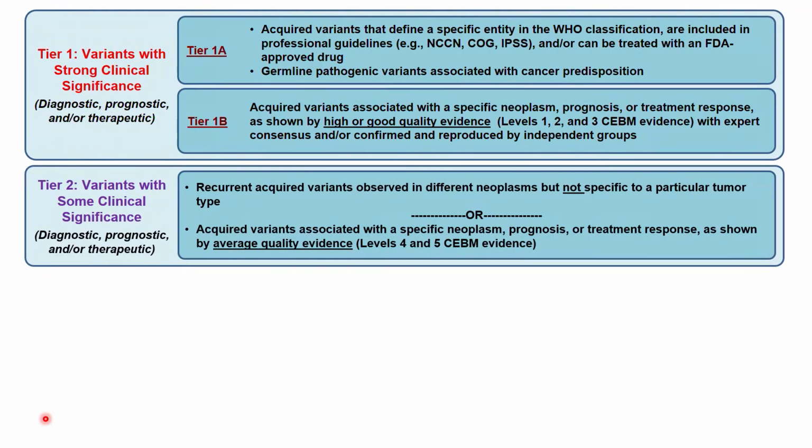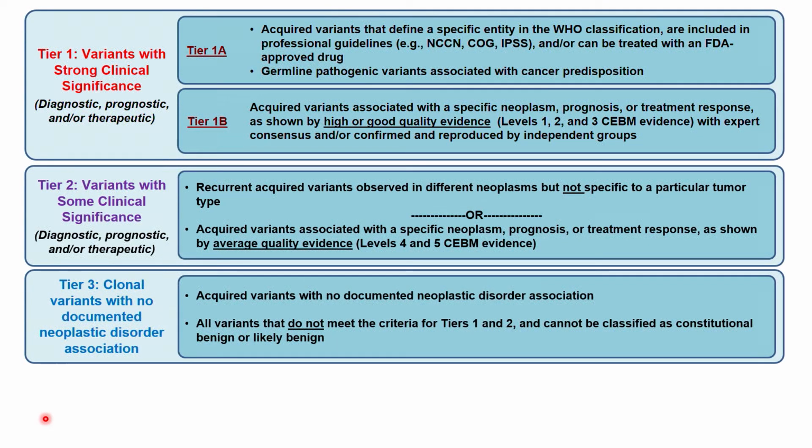The next tier of significance would be tier 2. For lack of a better term, we just call these variants with some clinical significance. These would be recurrent acquired variants that are associated with the particular tumor type that you are testing, but they are not highly specific, which means you may see the same copy number variant in some other tumor type. In tier 2, you would also classify those variants that have been shown to have some association with prognosis or treatment response, but there is only average quality evidence regarding that association.